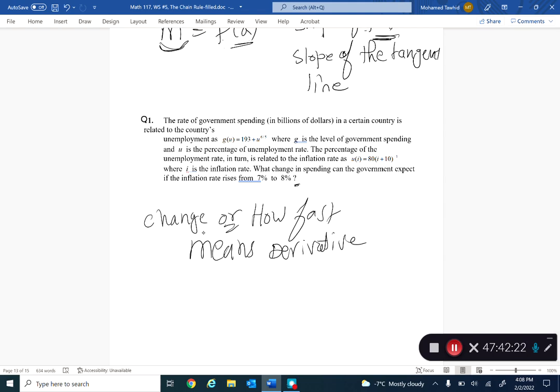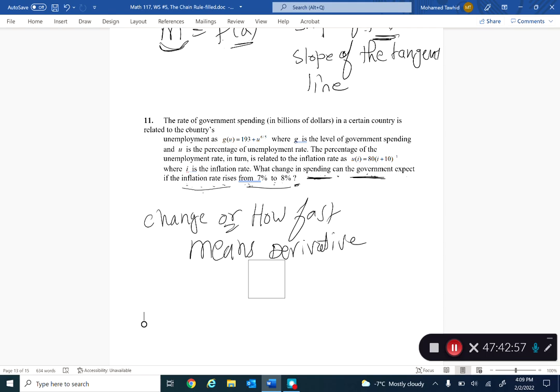What change in spending level of the government is expected if the inflation rate rises from 7 to 8, an increase of 1 unit? So inflation rate. Here they ask about the derivative, the derivative of spending level with respect to inflation rate. Now I have to read the story, but I keep in mind the spending of the government, the derivative of that with respect to inflation rate.